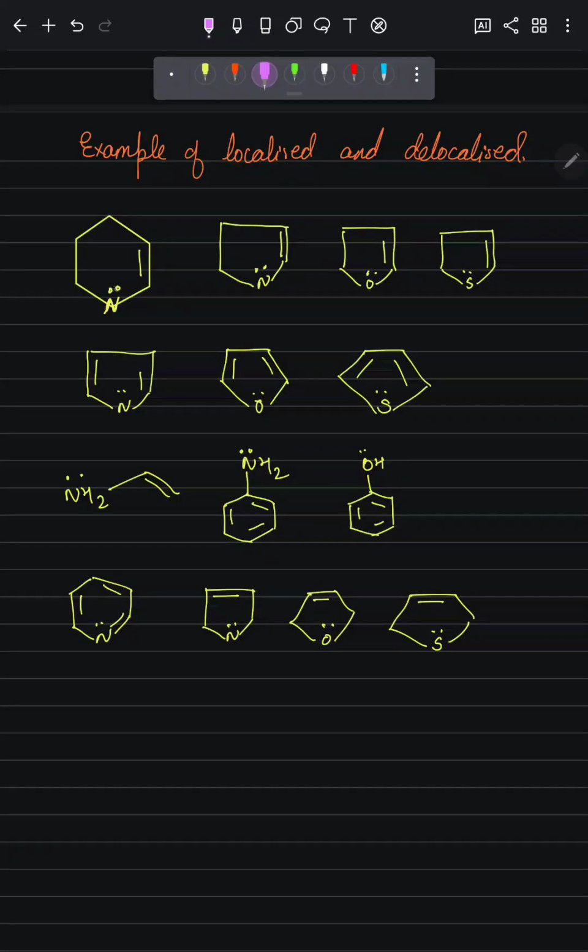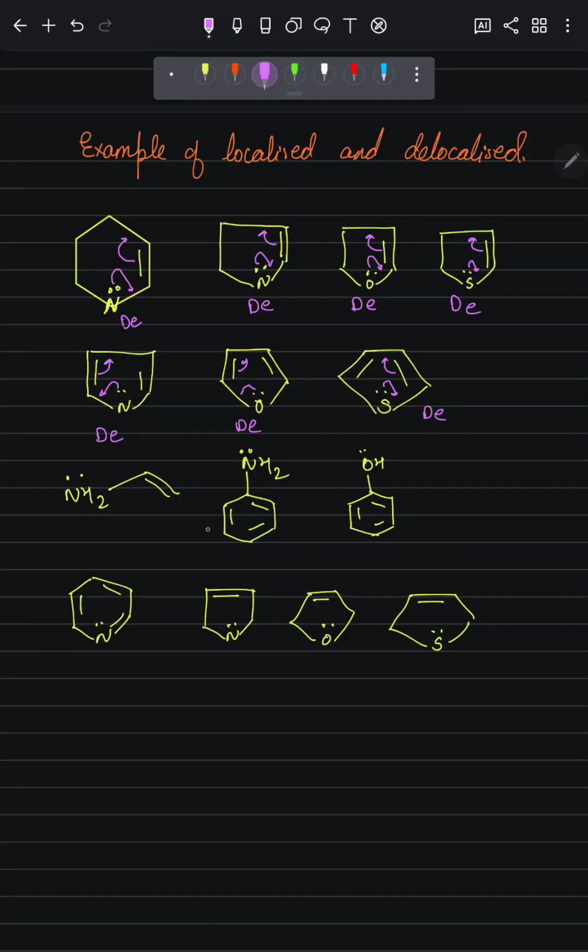This nitrogen has a lone pair and it will go here, and this will go here, so it is delocalized, not localized. It is also here, electron density goes from here to here, lone pair here, and this is also delocalized. It is delocalized, this is also delocalized, and this is also delocalized.